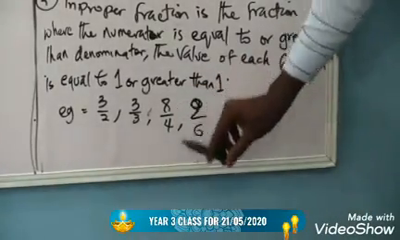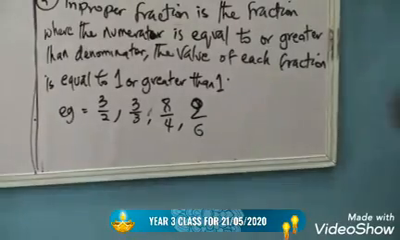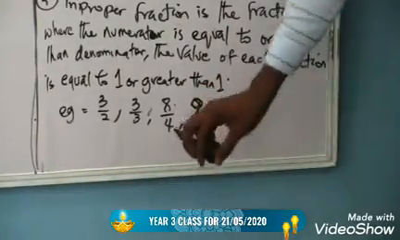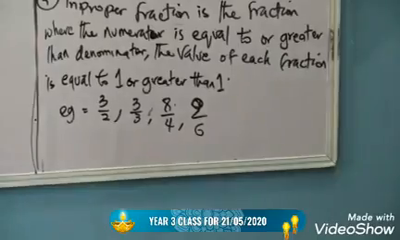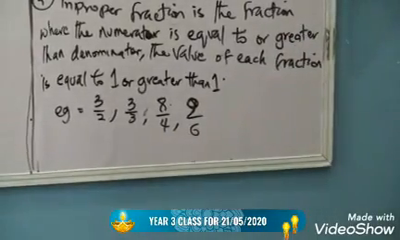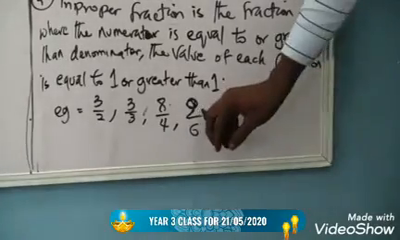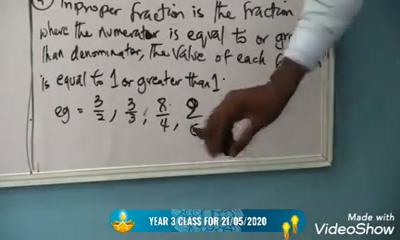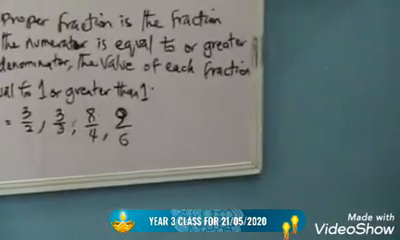And you have 8 over 4 as an improper fraction, because 8 as a numerator is greater than 4 as a denominator. And you now have 9 over 6 as an improper fraction, because 9 as a numerator is greater than 6 as a denominator.